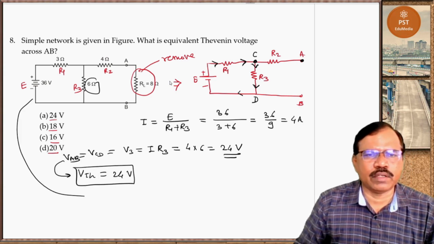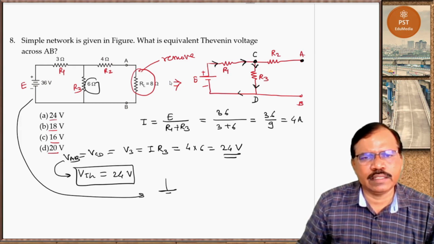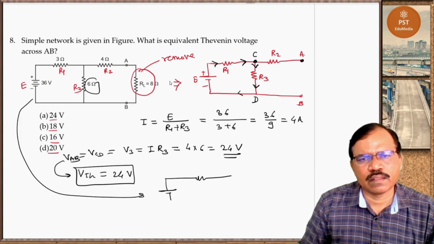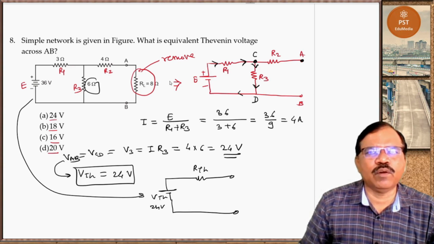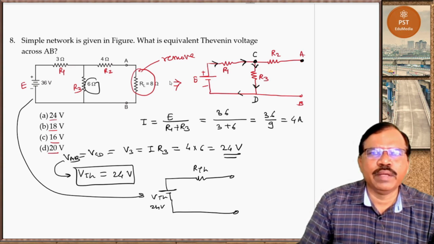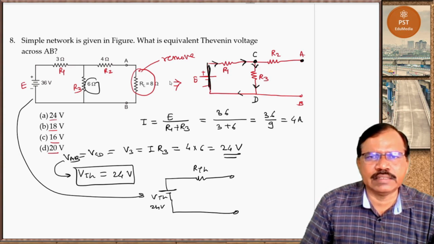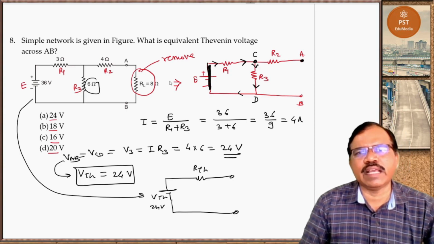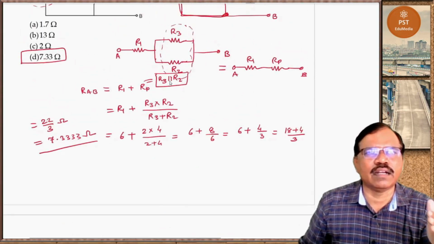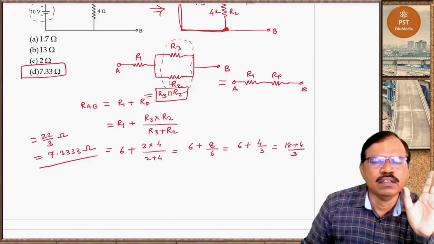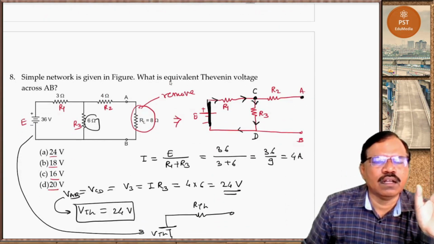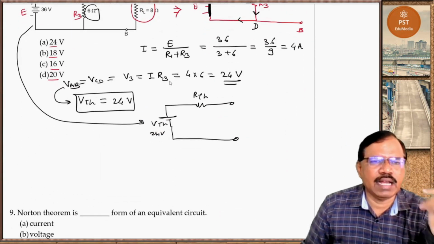So when we approximate this circuit, you will get VTH is equal to 24 volt and RTH. When we want to find RTH, we simply replace this battery by its internal resistance, and then we can find it. We have already seen this in the earlier one. So you can find RTH also.